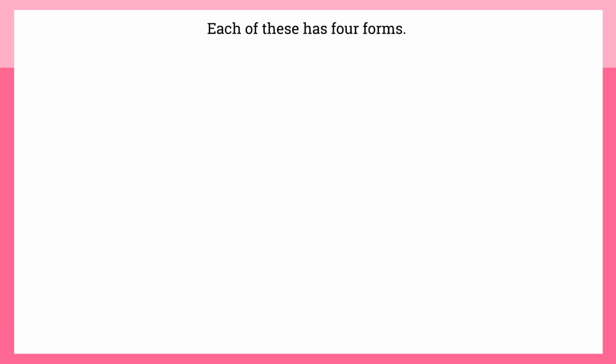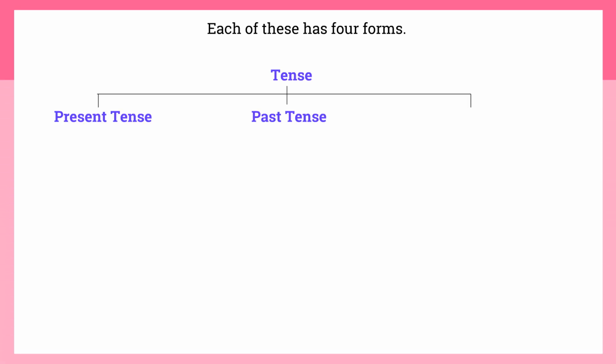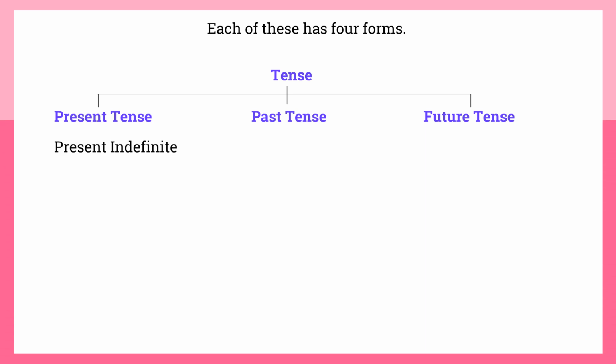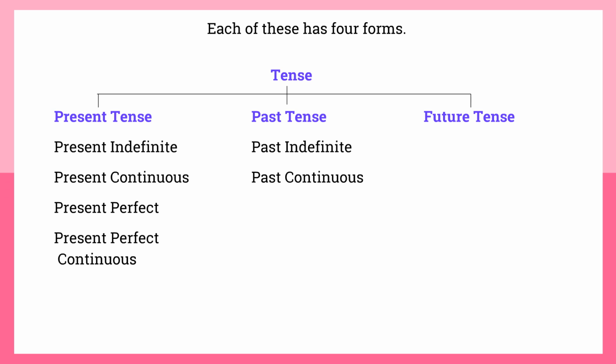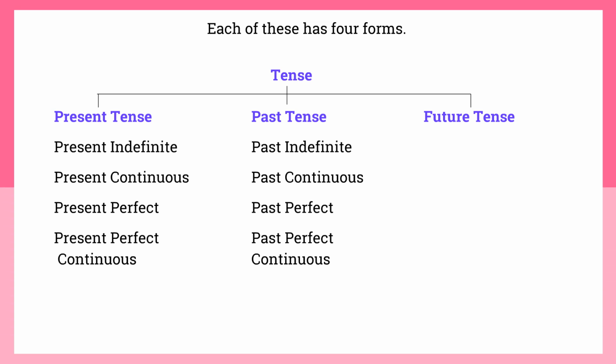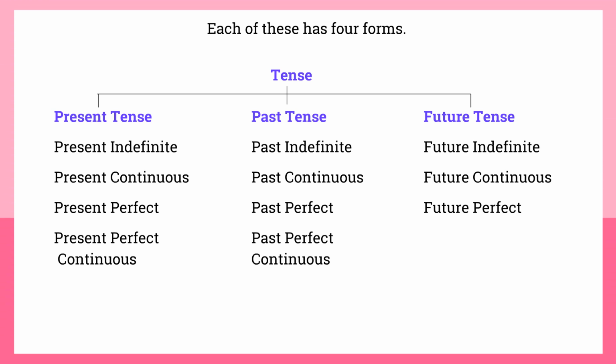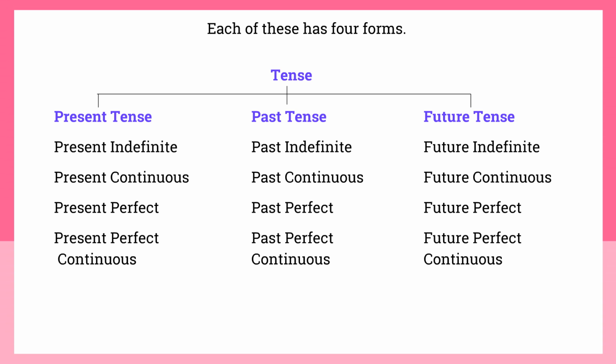Each of these has four forms. Tense: present tense, past tense, future tense. Present indefinite, present continuous, present perfect, perfect continuous. Past indefinite, past continuous, past perfect, perfect continuous. Future indefinite, future continuous, future perfect, perfect continuous.